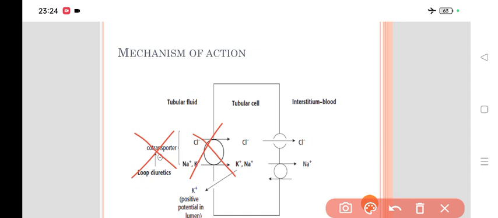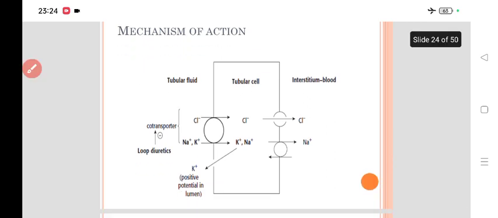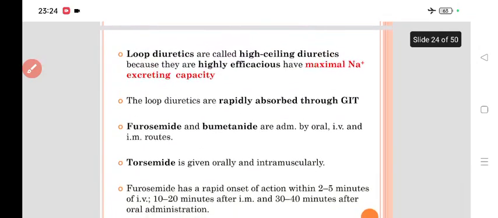It also increases the excretion of calcium. It also increases the excretion of magnesium, as you can see. So this is the mechanism of action.